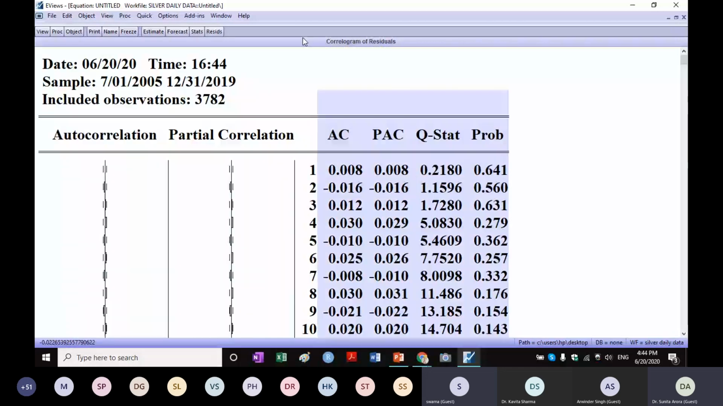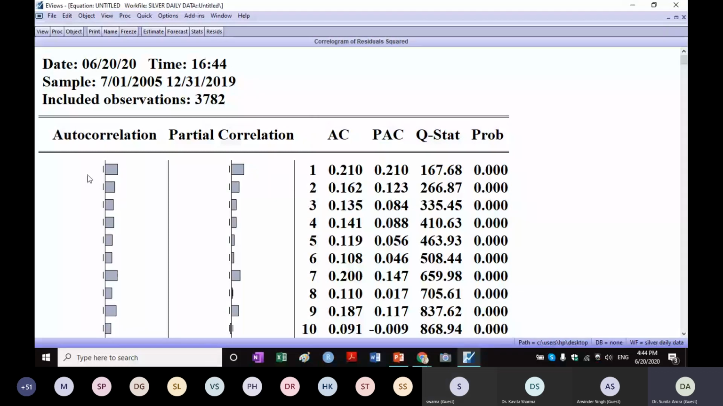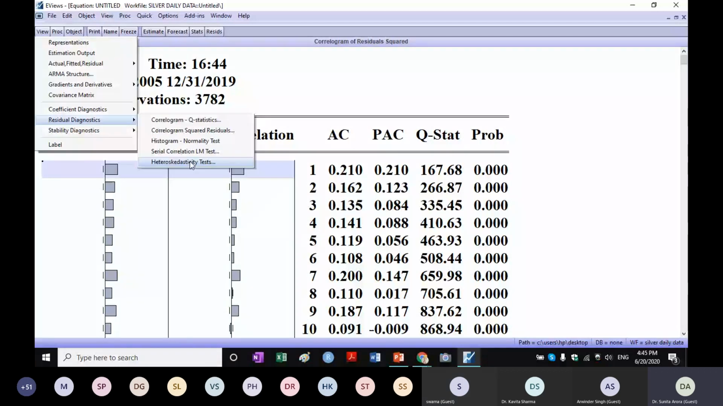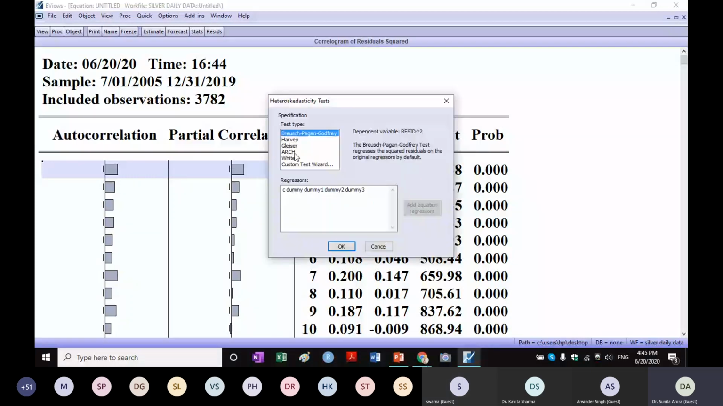View residual diagnostic, correlogram of squared residuals. We are checking whether there is any ARCH effect in the model or not. Yes, it is significant. See these values. The first values are significant. It is the indication. Correlogram of residual squared is the indication that there may be heteroscedasticity. View residual diagnostic, then heteroscedasticity test. If we want to model ARCH, then we may check the ARCH effect.